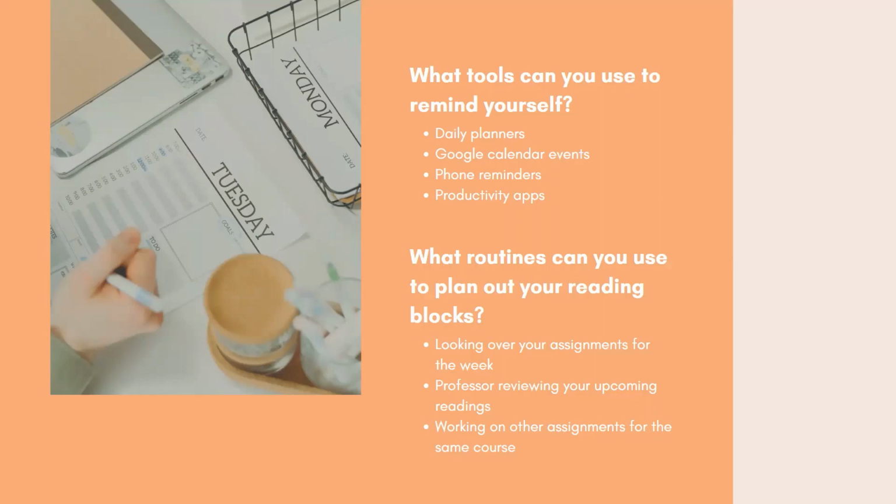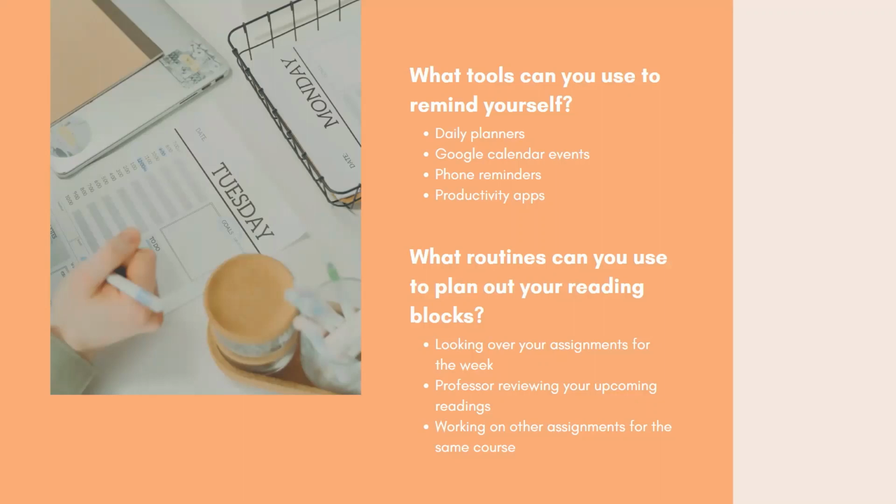If so, if you're looking over all of your readings for a course, use that time to also schedule out the readings. Say, well, I know I have this reading and that reading, so when am I going to work on them? Perhaps your professor reviews your upcoming readings and assignments at the end of class. Use the momentum of that, and right after class, just go into your Google Calendar and edit your reading block event to add the reading.